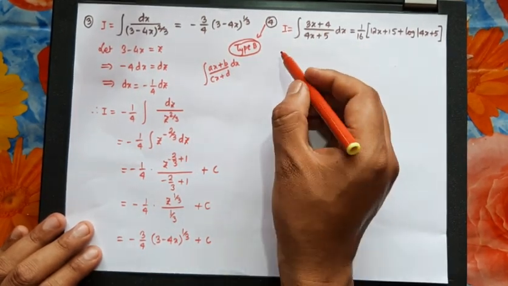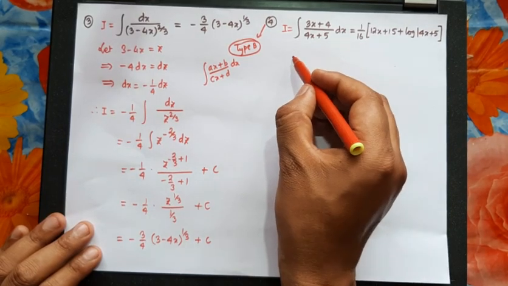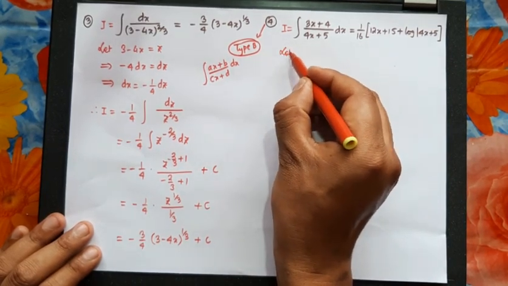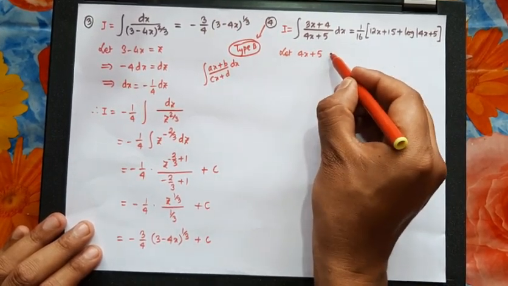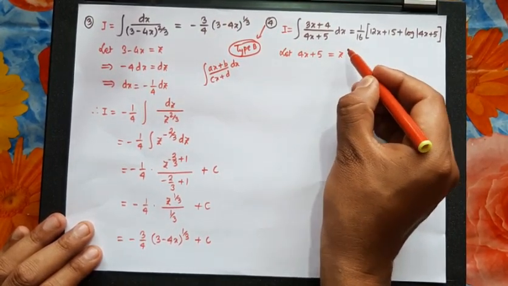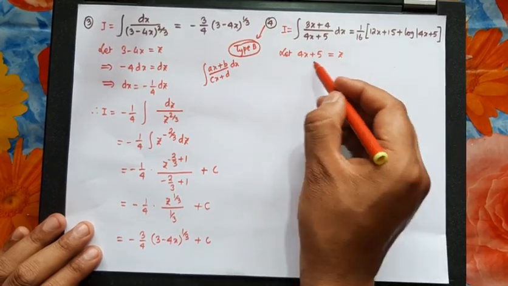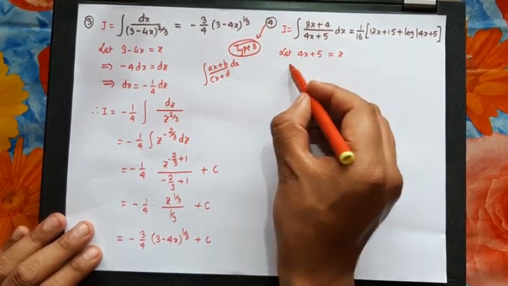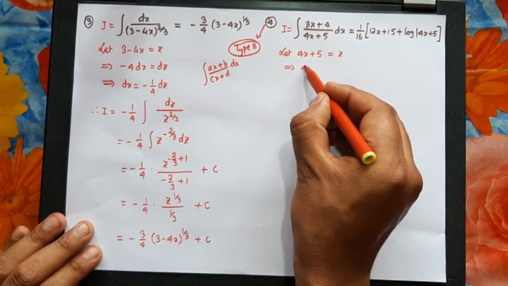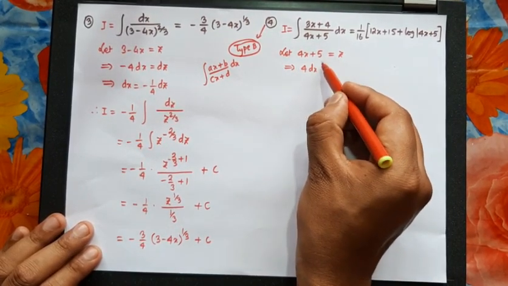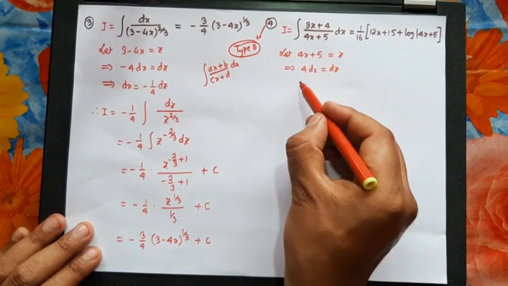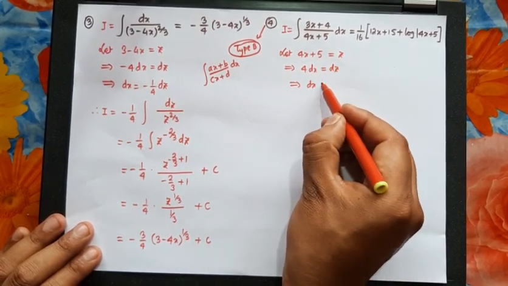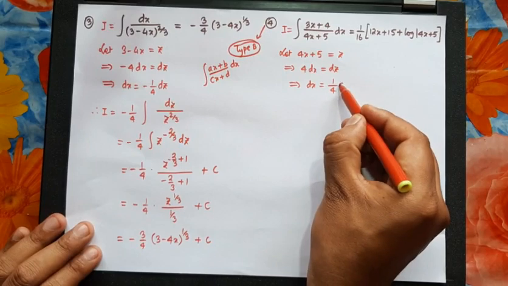So let's see what happens if I substitute this to be z. So we have, let 4x plus 5 equal z. As we are substituting x with z, let's remove this dx as well. So from here I am getting 4 dx plus 0, I am not writing that, it will be equal to dz, and from here what is dx? Dx is equal to 1 by 4 dz.